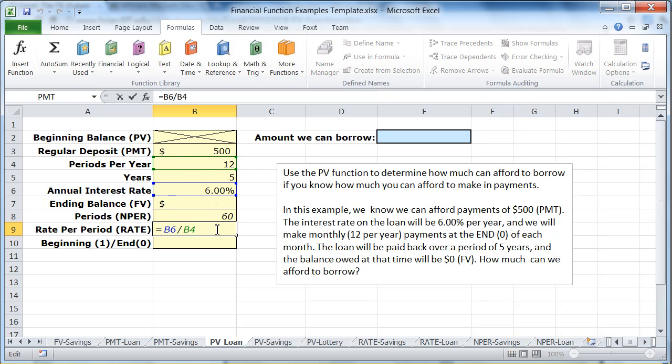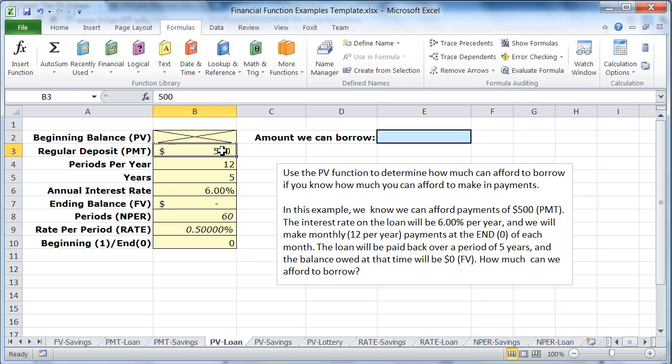And this is also calculated for me. If I double click on this, it is the annual interest rate divided by the number of periods per year, which gives me 0.5%. And we're going to be making our payments at the end, which is zero, end of each month.